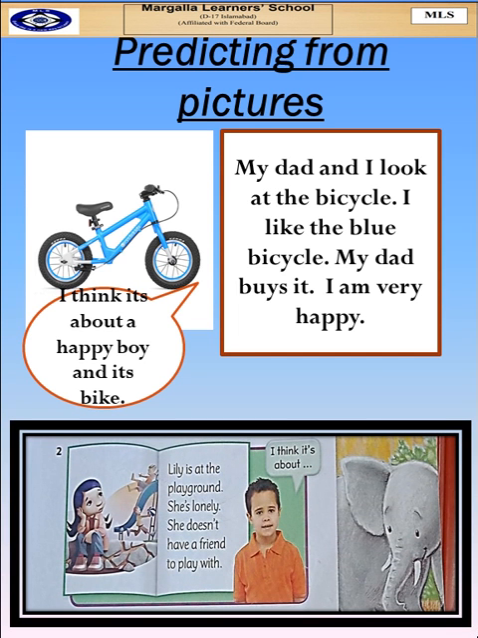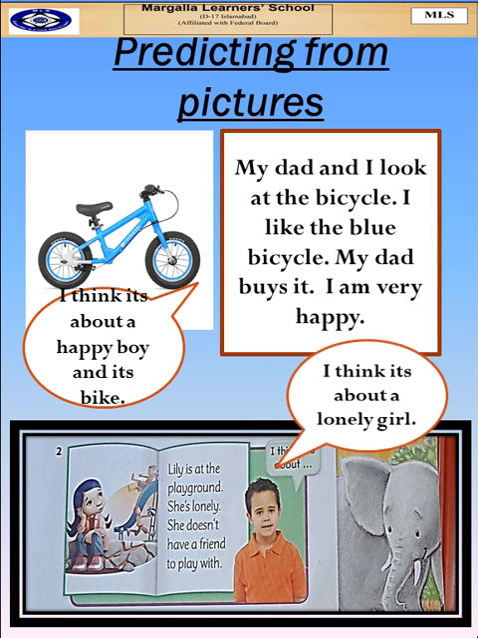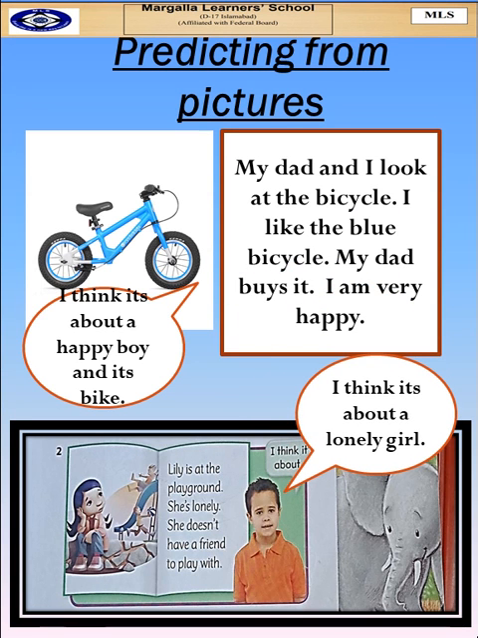Now there is another picture. I'm going to read out what is written for this picture. Lily is at a playground. She's lonely. She doesn't have a friend to play with. What do you think she's doing, or what do you think she's feeling? I think it's about a lonely girl.